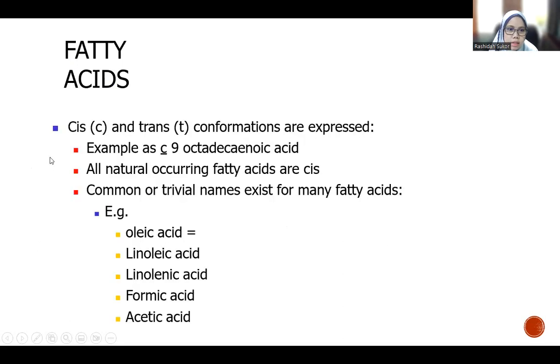Okay. So cis and trans conformation. This one is the one that we call the location. The location dekat double bond tu kat mana dia, sama ada it is parallel or it is perpendicular. Okay. So example C9 octadecanoic acid. All natural occurring fatty acids are cis. So mostly they are cis.